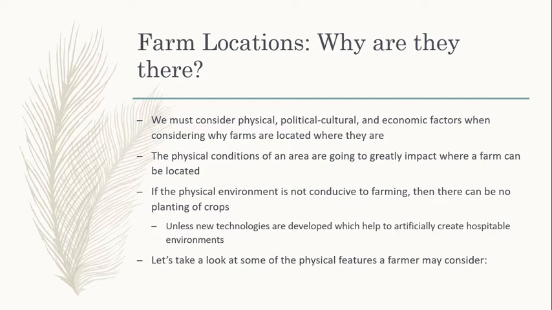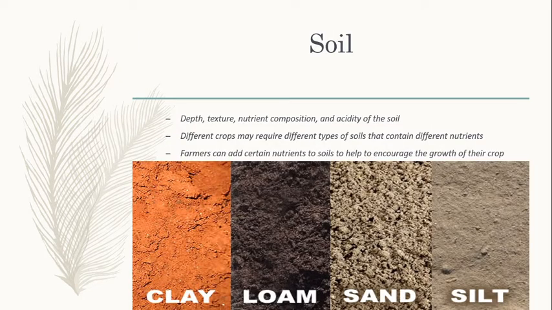So let's take a look at some of the physical features that a farmer may consider. First one is soil. Factors in soil include depth, texture, nutrient composition, and acidity of the soil. Different crops may require different types of soil that contain different nutrients. Farmers can add nutrients to soils to help encourage the growth of their crop. So these are 4 different types of soils that you would find throughout the world, and different types of plants would respond to different types of soils.